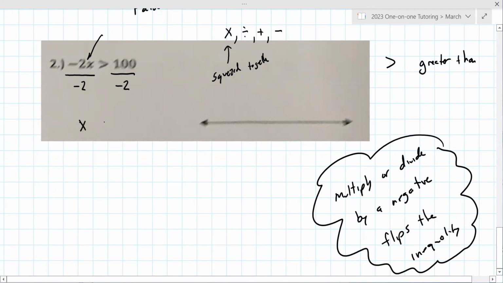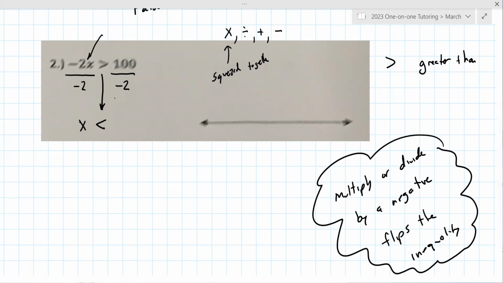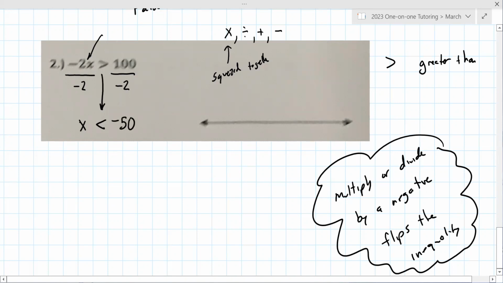So this goes from greater than to less than. Do you see how that switches? Oh, okay. It switches because this is negative. This is just a rule. There's not really a reason for it. Oh, you're talking about the greater than or less than thing. Yes, the inequality. I thought you were talking about the -2. Okay, yeah. So the inequality symbol changes, and this becomes less than -50.